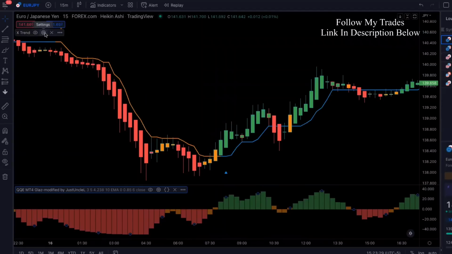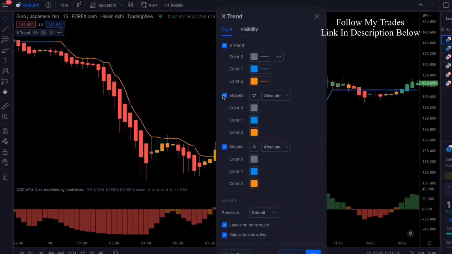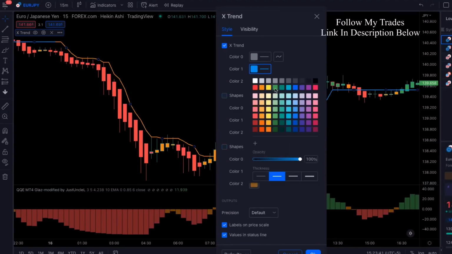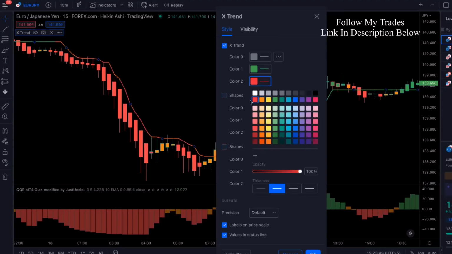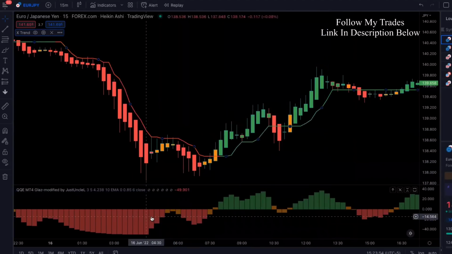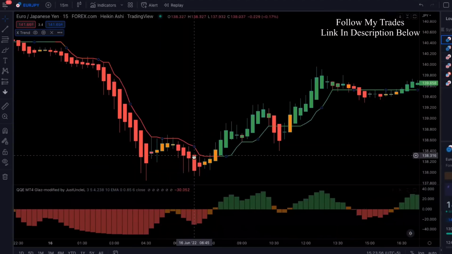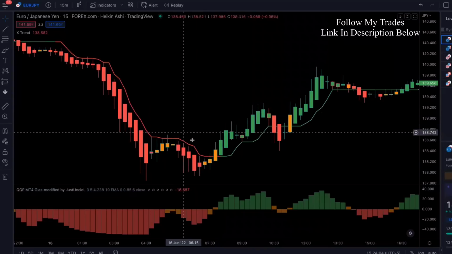So we're going to go into settings and first of all, I'm going to get rid of the shapes. We don't need that. And for the lines, the blue lines that are supposed to be bullish, I'm going to turn those to green. And then the yellow lines, which are supposed to be bearish, we're going to turn to red. And then click OK, because part of the strategy is about using the red candles, the red histogram, and then the red line. So it doesn't make sense to use those other colors on here, but you guys can choose whatever colors you want. This is just what I like to use.